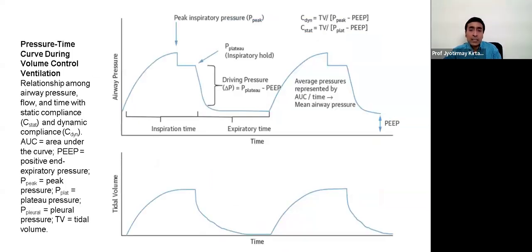Now this curve. Try to understand what we can actually use it for, because there is no point in just memorizing the curve and trying to reproduce it without understanding what this is about. So it's a pressure-time curve during volume control ventilation. What is the pressure-time curve? It depicts the change in the airway pressure over time. So you can see the variations.